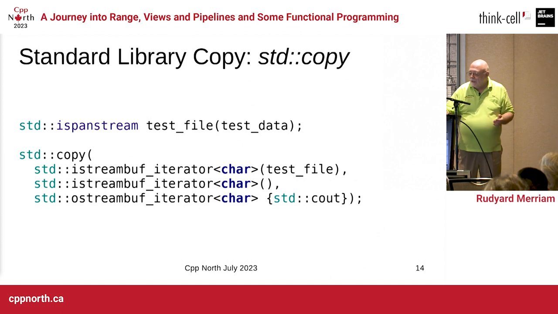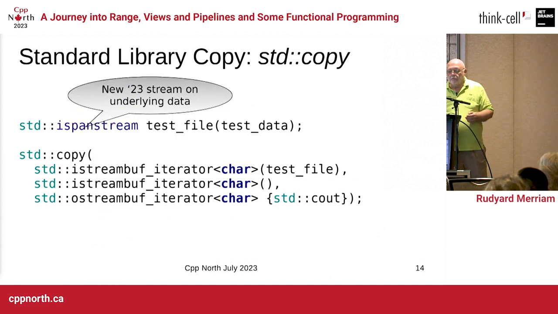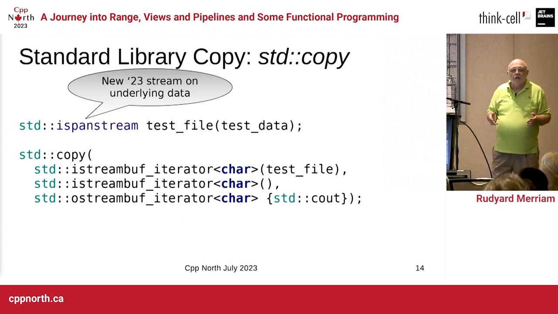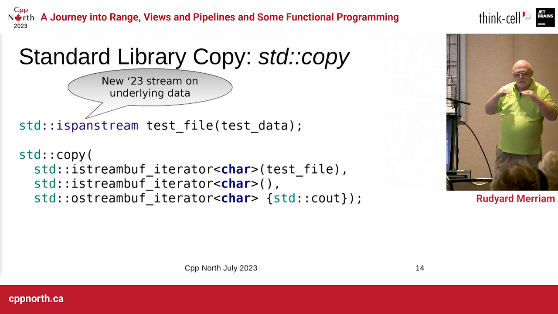We start out by creating a stream. And I'm using spanstream. It's new in C++23. It's a non-owning layer over the character array that we had before. Previously, you might have used stringstream, but that owns the data. It copies the data into the stream. This sits over the top of it, like string_view, and doesn't really own the data, it just works over the top of it.